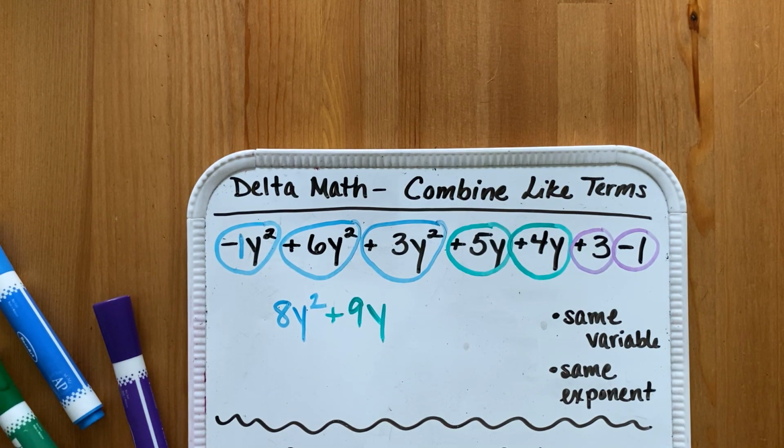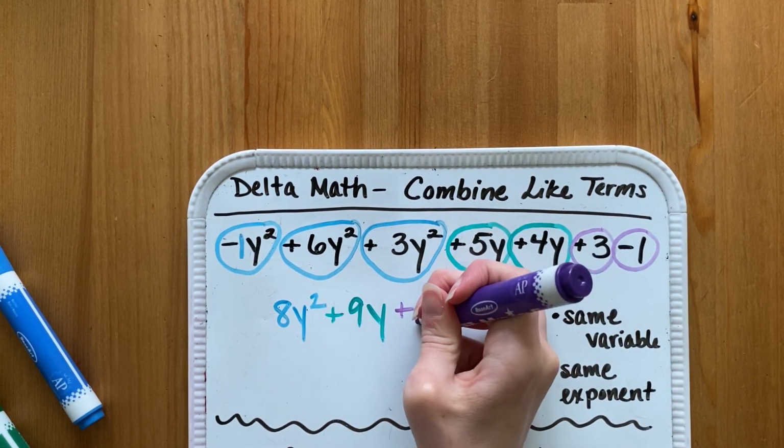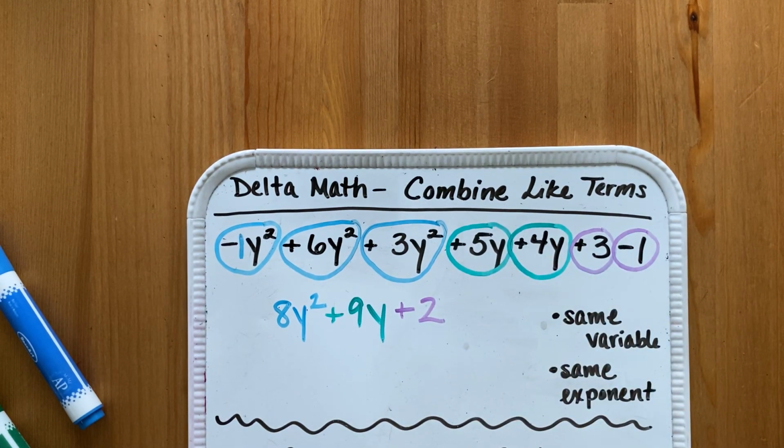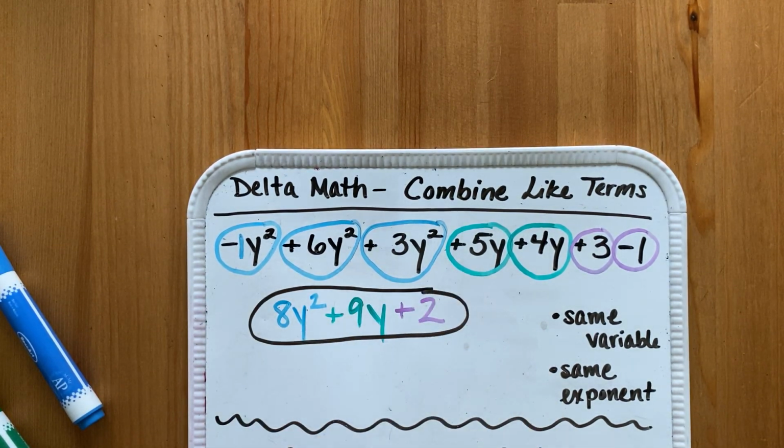And last but not least, I have one more set of terms to combine, a +3 and a -1. So +3 minus 1 will make a +2. Just to make sure, if I look through the terms that I have left, none of these terms are like terms, so it means that I've combined everything that I can and makes this my final answer.